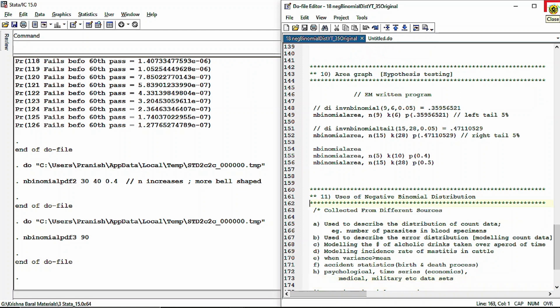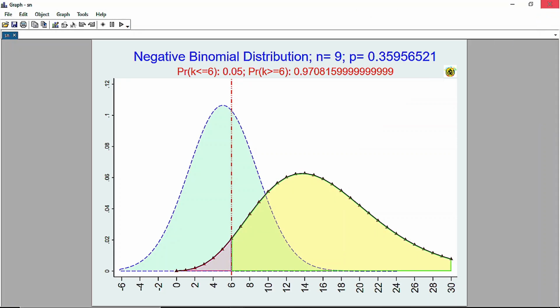Now let us see the area graph of the negative binomial distribution. These are the usually written programs, and we have written it. These are useful for hypothesis testing. At the backdrop, we have a normal distribution with the mean and variance equal to this distribution's mean and variance. And we want to have the ninth success after so many failures, and this is the nature of the negative binomial distribution.